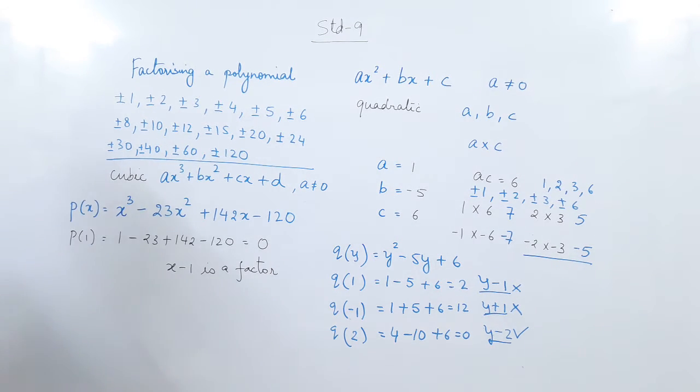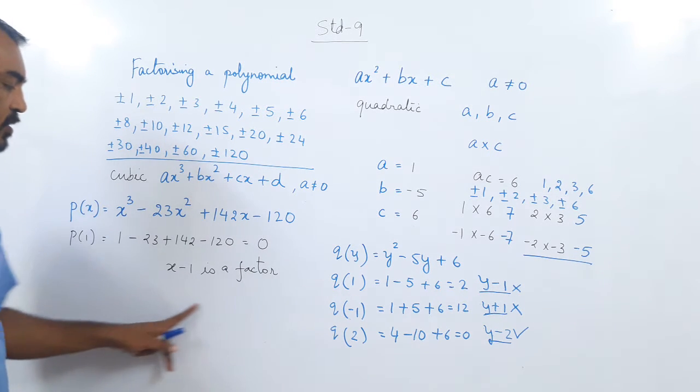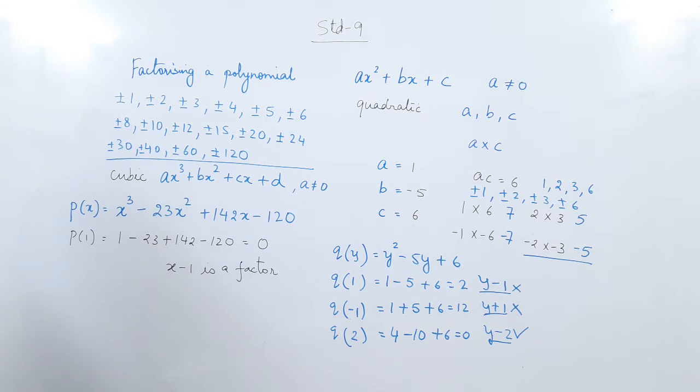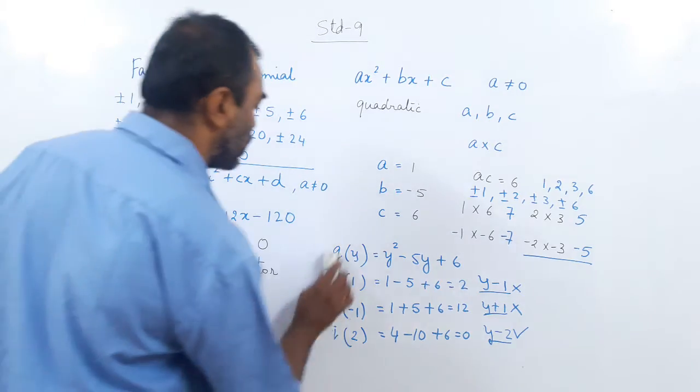Okay, not to worry. If 1 did not work, we would have tried minus 1. If that did not work, we would go with 2 or minus 2. We keep on doing this till we find one factor. So we got x minus 1 is a factor. Step 1 done. So now after doing x minus 1 is a factor, what comes next?